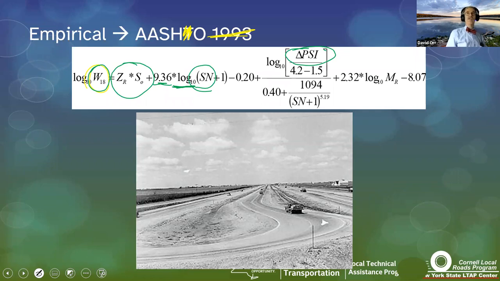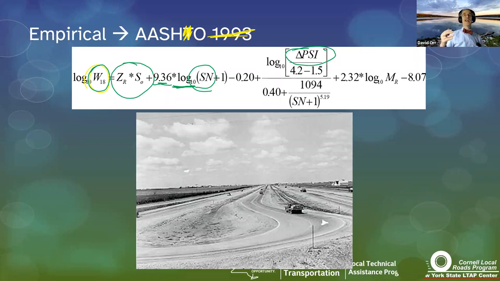On a scale of 0 to 5, what do you think a road starts at? What would be the beginning number for the serviceability of the pavement the day you built it? What do you think? What would be my PSI? 5? We'd love to see 5. If you build a road perfectly, it would be 5.